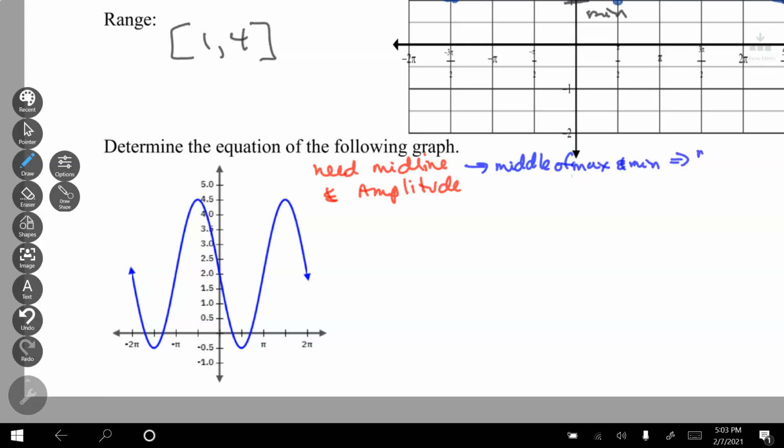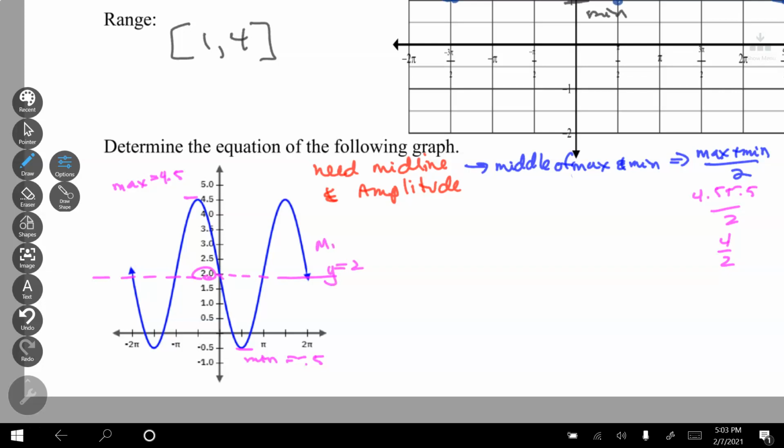So what can I do? I could do the max plus the minimum and divide by 2. I should be able to find the maximum and the minimum. If I look carefully on this graph, looks like I have a max equal to 4.5. Looks like I have a minimum equal to negative 0.5. So when I do 4.5 plus a negative 0.5 over 2, I get 4 over 2. So I get right here at y equals 2, y equals 2 is my midline. And it definitely does look like it's the midline of the graph.